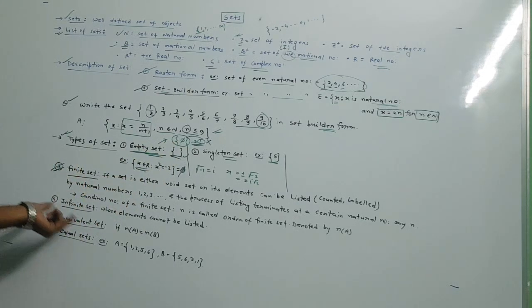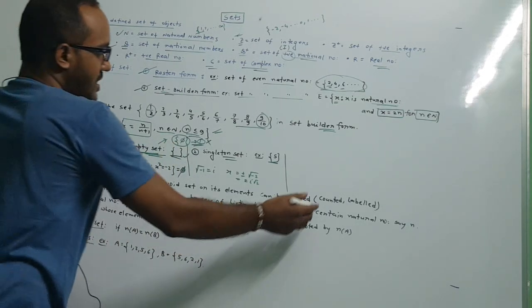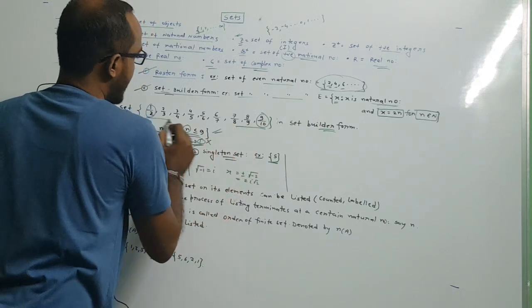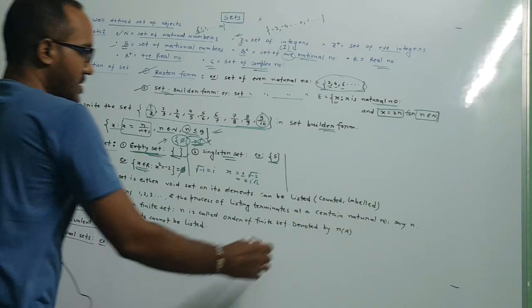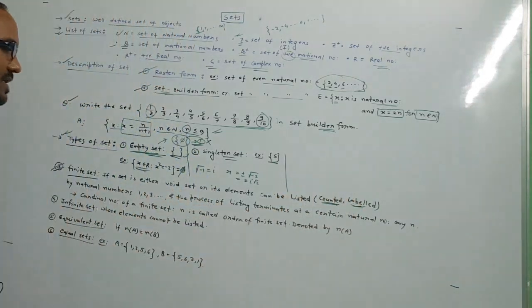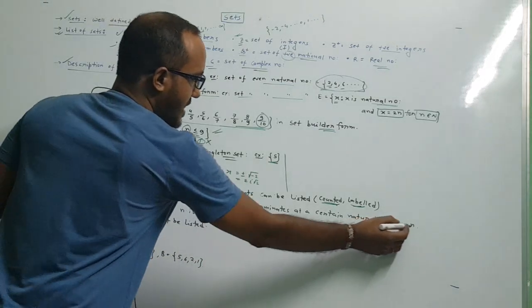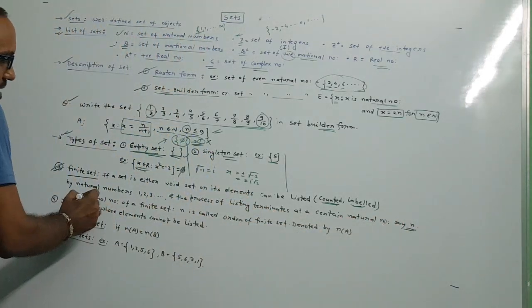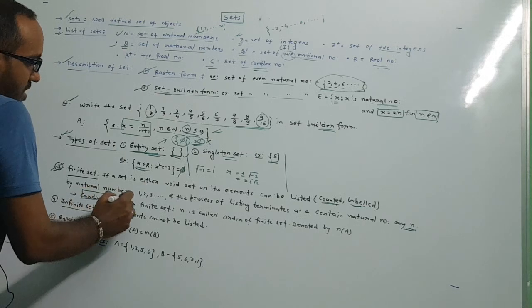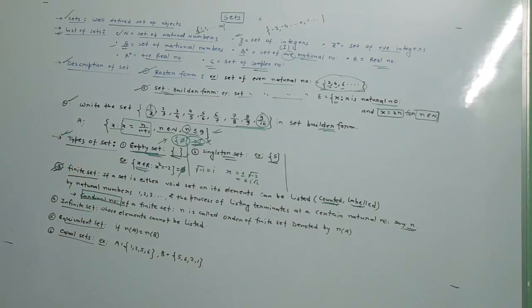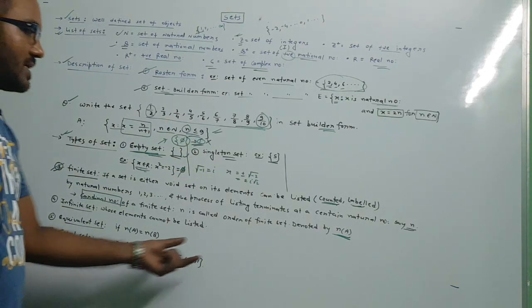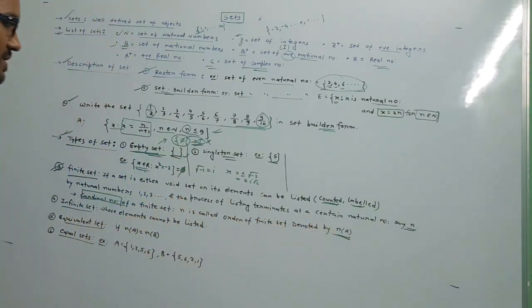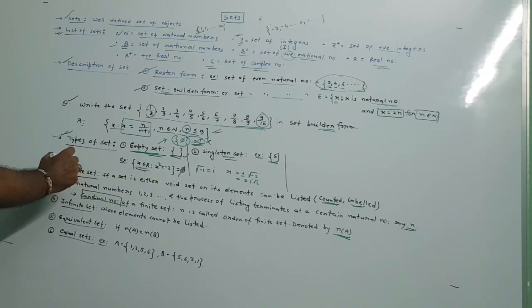Now finite set: if you are listing something, let us say these are finite sets, right? Because you can count. Whatever you can count should come within a finite set. That means one which is counted or labeled is denoted by n, small n. Now cardinal number or order: cardinal number means order. So the cardinal number or order of a set, let us say capital A is a set, is represented by n of A.